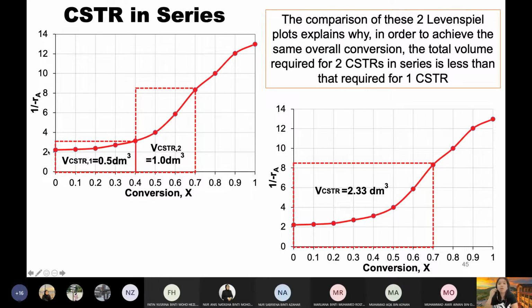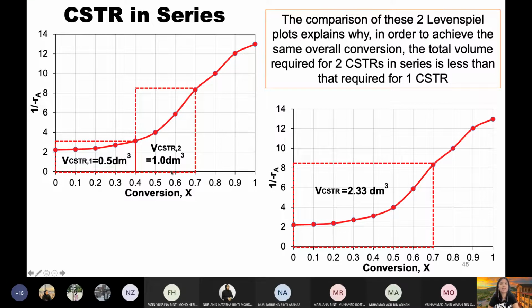So the first volume that you calculated was 0.5 dm³, right? So the 0.5 dm³ is the area of this first rectangle. Daripada conversion 0 kepada 0.4, volume yang kamu kira 0.5 is this rectangle area. Volume kedua yang kamu kira yang 1 dm³ is the area of the second part of the conversion, which is from 0.4 to 0.7. Luas segi 4 ni adalah bersamaan dengan 1 dm³.